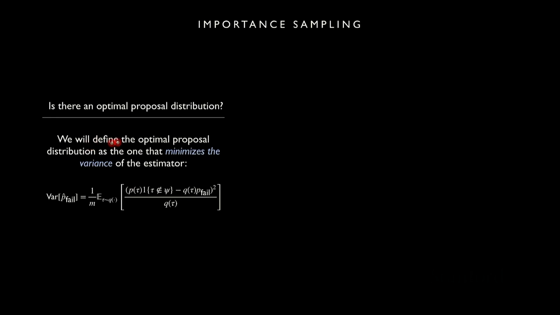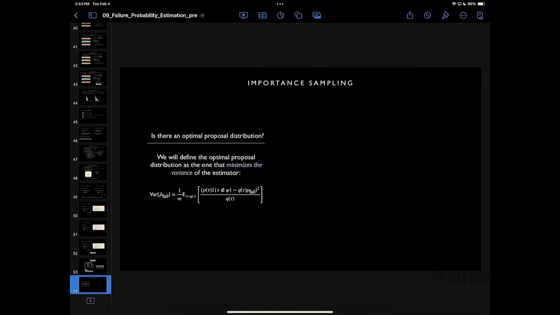So we're going to define the optimal proposal distribution. We have to say what we mean by optimal. We're going to say it's the one that minimizes the variance of the estimator. So here's the variance. I'm not saying that you should know how to derive this, but here's what the variance of the importance sampling estimator looks like. And we want to see if we can minimize this variance. So I'm just going to give you a proposal distribution to try out because I already know the answer.